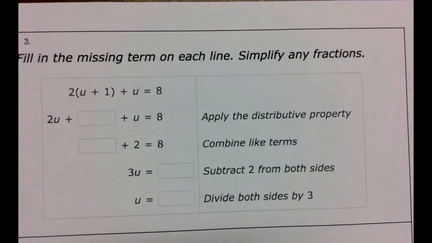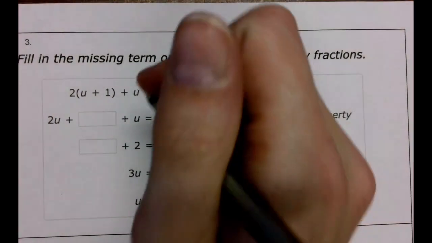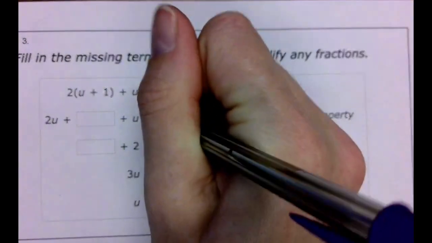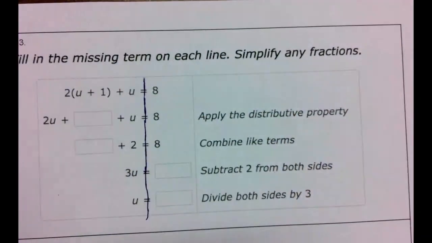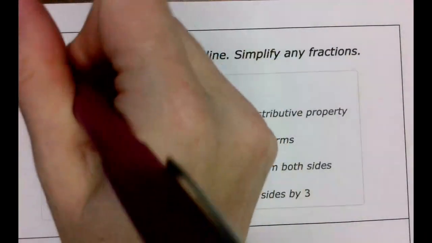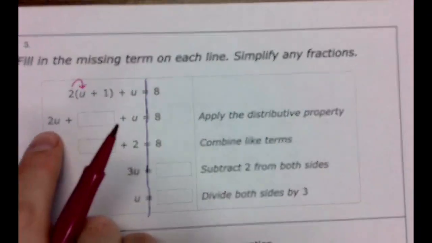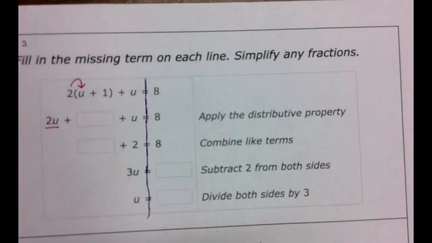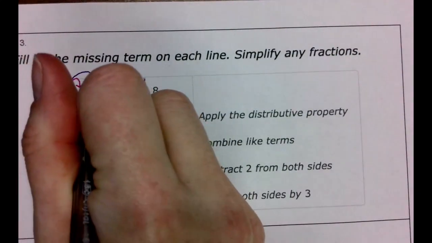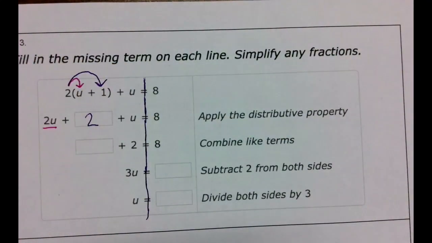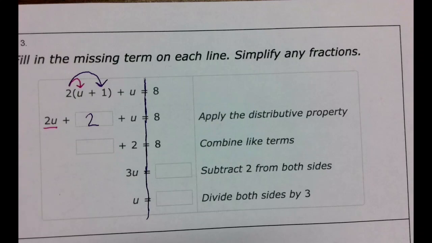Okay, so like I said, this is the big one, right? So we are first going to draw that barrier. All right. Then we have a number outside of parentheses, so 2 times u, we're applying the distributive property, is 2u. Then we have our 2 times positive 1, which is positive 2. And then everything else is there.